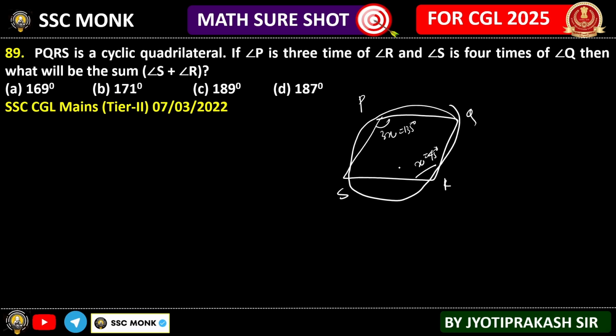S is 4 times of Q. So this is 4y, this is y. So this is 36 degree. This is equal to 144 degree. Sum of S and R, 144 plus 45 is equal to 189 degree.